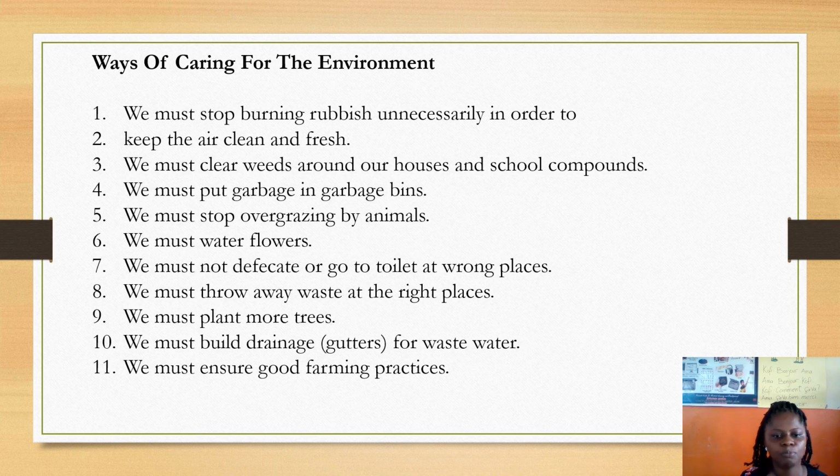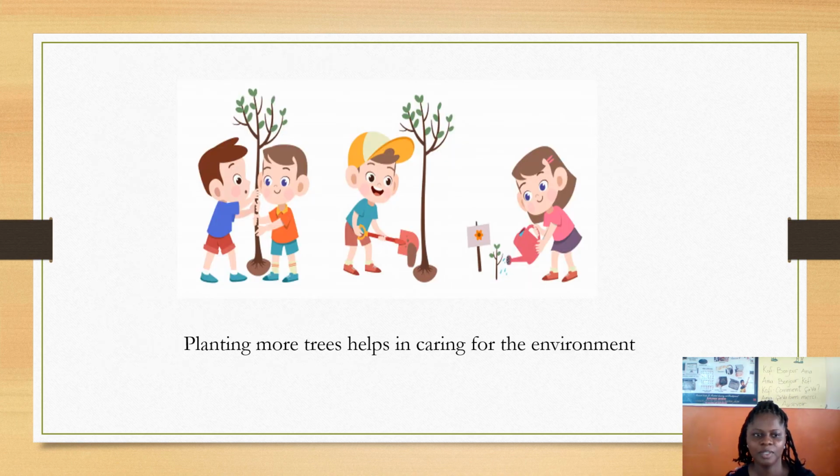We must also plant more trees, like I said, and build drainage or gutters for wastewater. And we must ensure that we practice good farming. In the image above, you can see the kids planting more trees to help care for the environment.